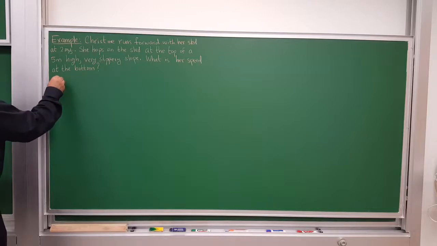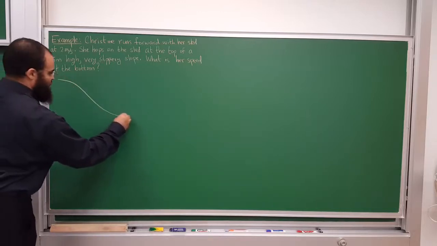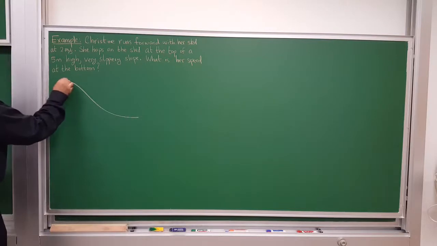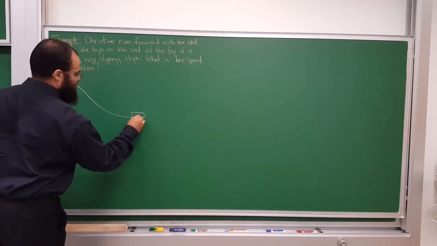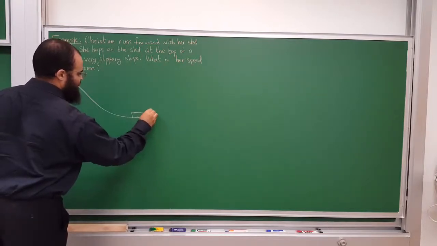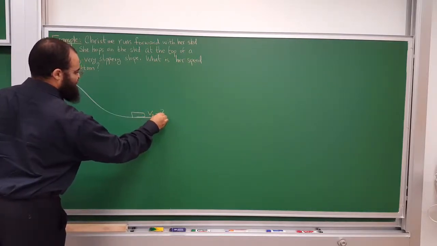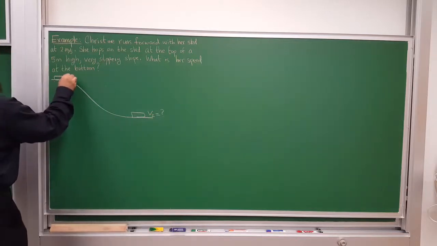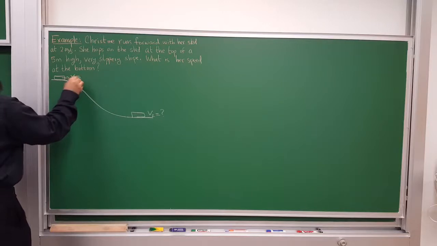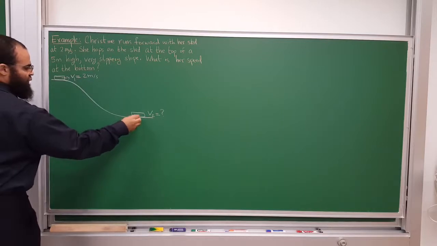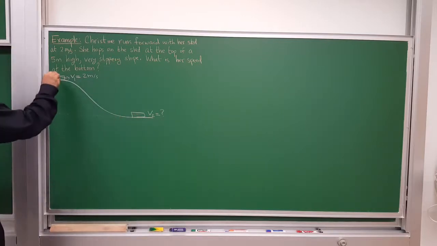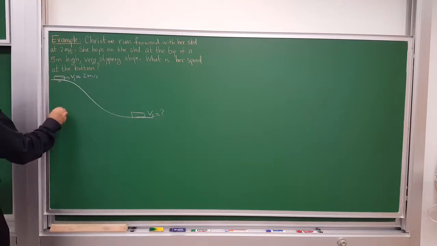So here is the drawing. Christine starts here, and then slides, and then gets to the bottom here. I don't know what her speed is at the bottom, but I do know that her speed here, V1, is 2 meters per second. And I know that initially her height is at 5 meters.